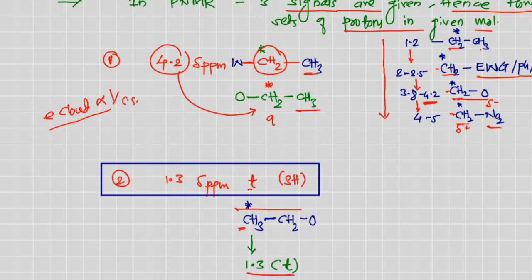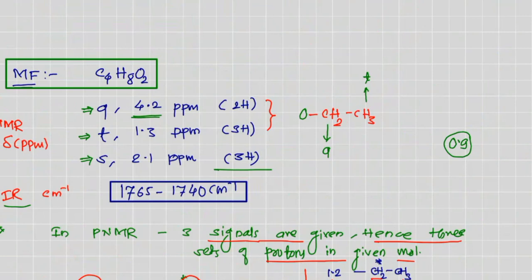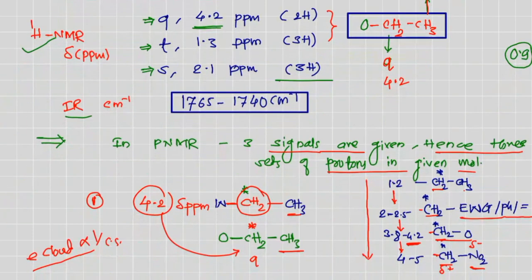Okay, so that means this first linkage will appear from the given two signals. And basically this will be your fragment now. Look at this one, OCH2CH3. So CH2 will appear as a quartet and methyl will appear as a triplet. The value will be 4.2 here and 1.3 here. Very simple. Okay, fine.